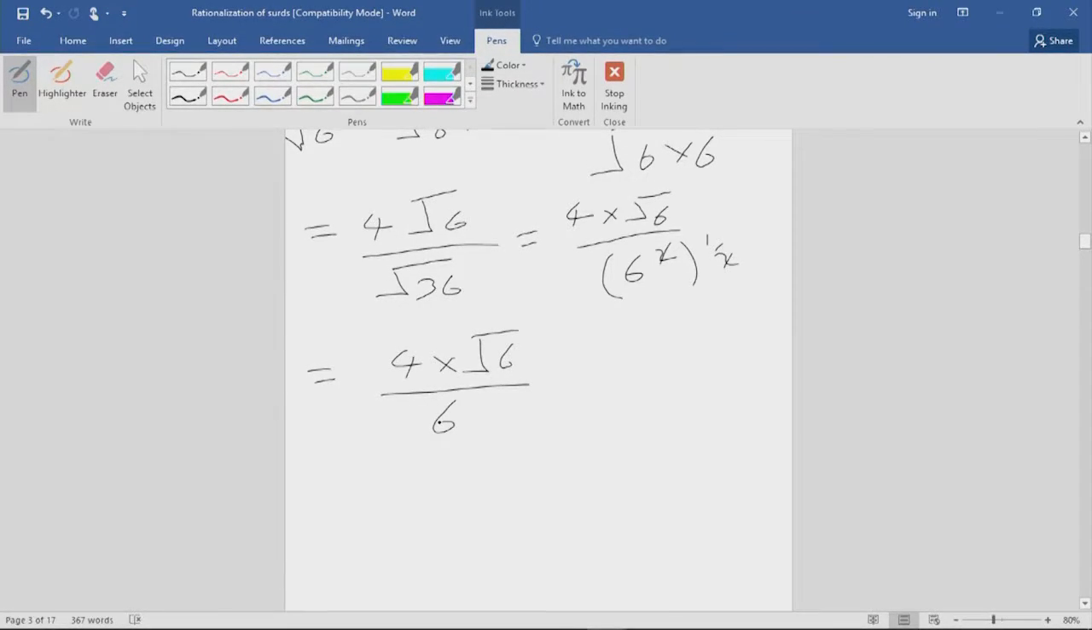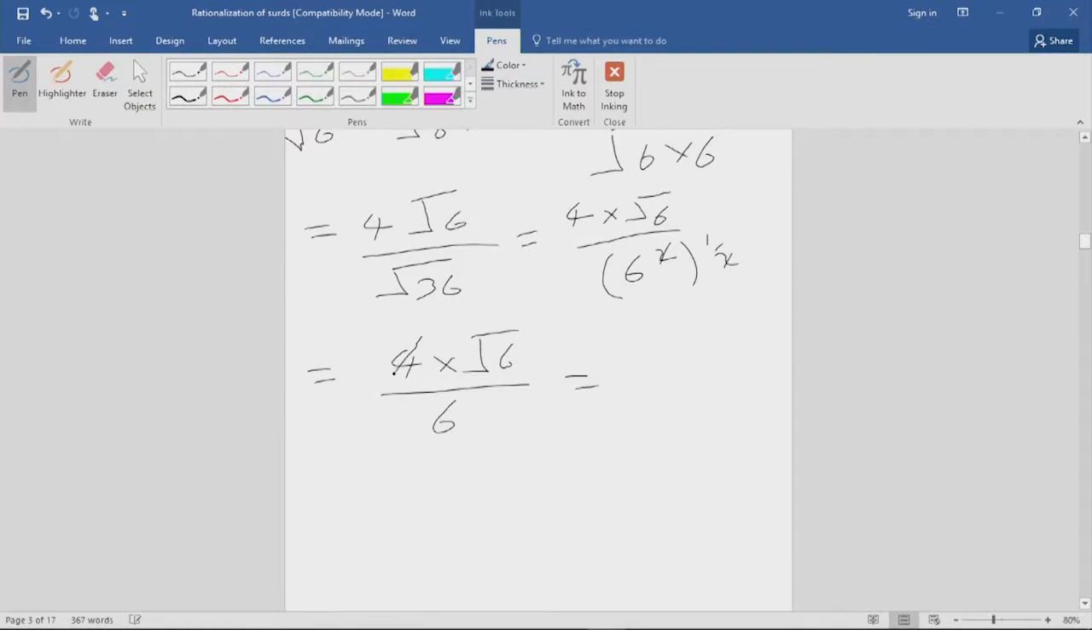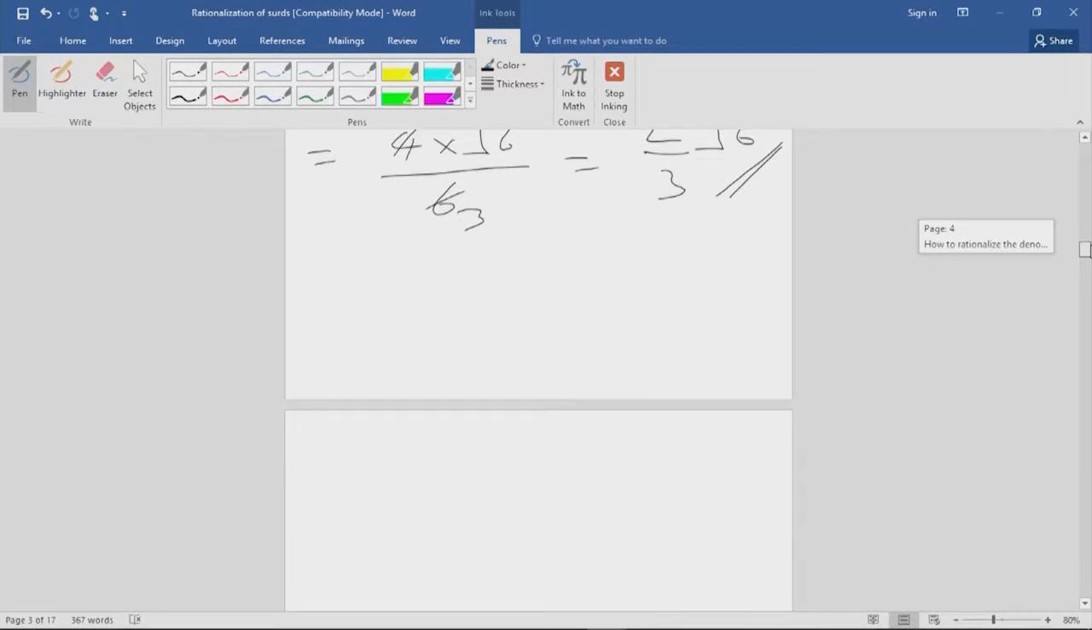Okay, but this also we can simplify further. There are common terms for both numerator and denominator. That is to say 4 upon 6 is the same as, 2 is common here, and 2 goes into 6 3 times. So we have 2 root 6 upon 3, which gives us our final answer. Okay, so that brings us to the end of the second example. Let's look at another example.